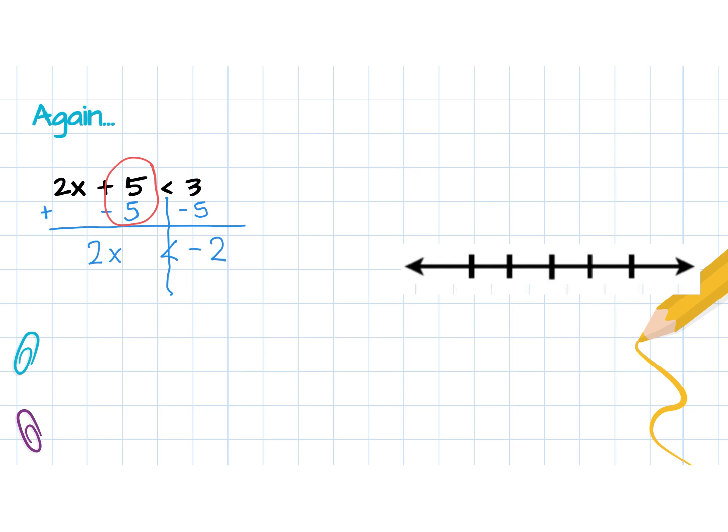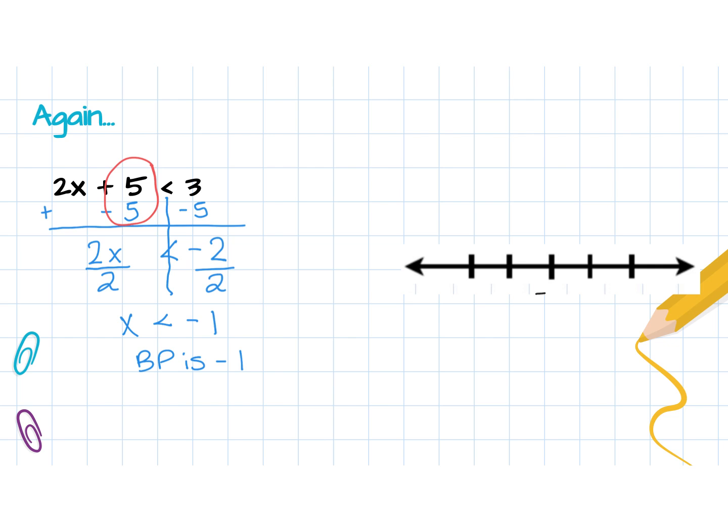All right. Well, the opposite of multiplication is in fact division. So we're going to divide each side by 2. 2 divided by 2 is 1. So it's x is less than, and -2 divided by 2 is -1. So our boundary point in this case is -1. Fabulous. That wasn't too awful.